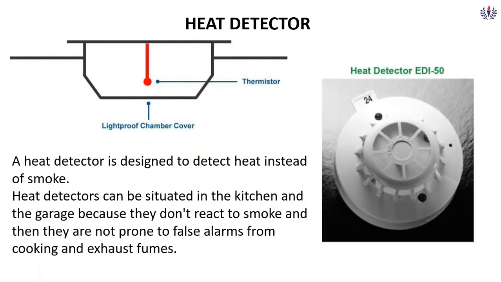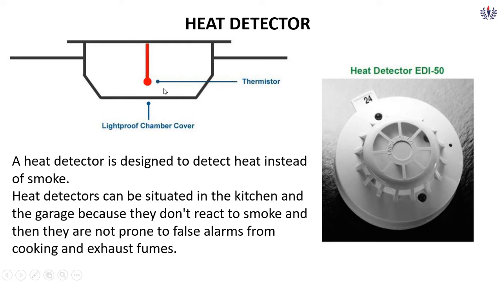So first we are going to see the heat detector. The heat detector is designed to detect the heat of a smoke. So it is situated in the kitchen top or wherever it is required. So here it will not produce false alarms, so we have to keep that in a particular spot. So here we do have a thermistor.